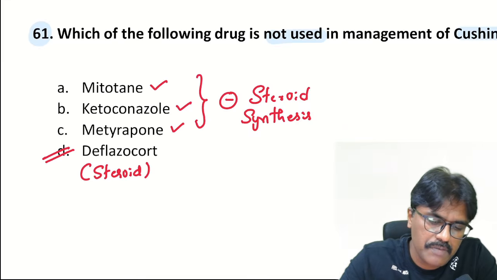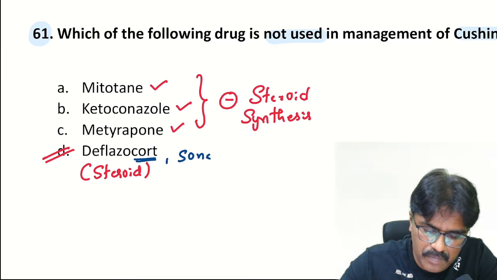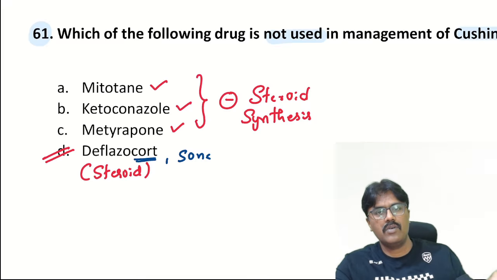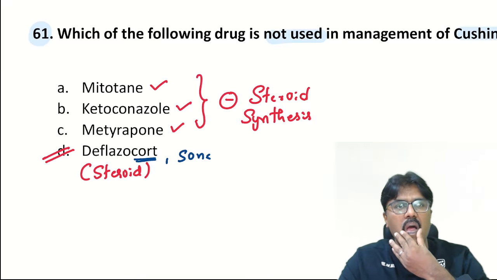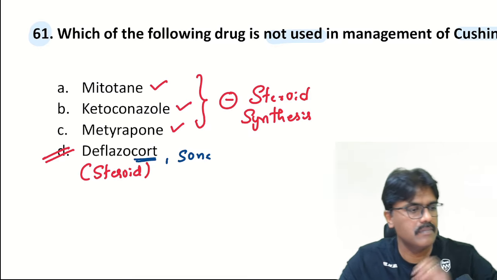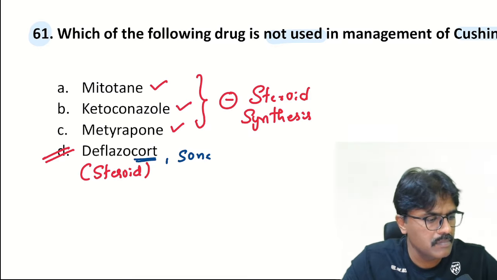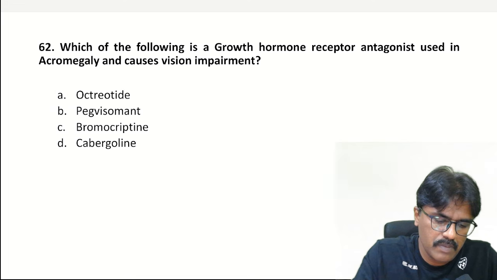And also, how to identify a steroid in the exam? Either they have given it in the name or they have shown it in the name. Dexamethasone, prednisolone, like that. Okay, got it? Okay. Let's move on to question number 62.